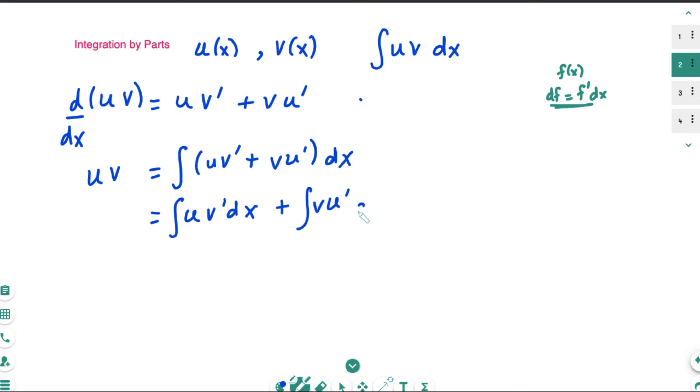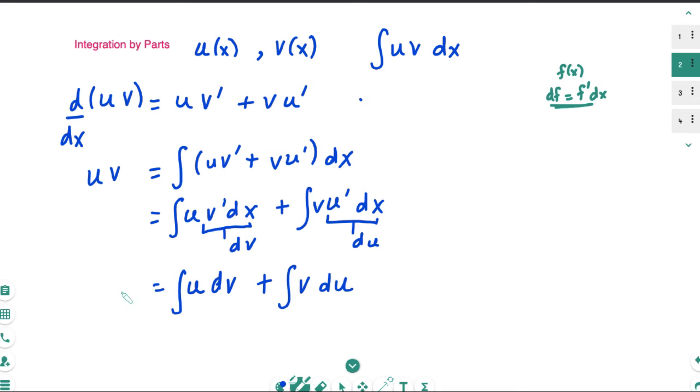Now remember, I said that we will use differentials. If a function f is given, its differential is f prime dx. Do we see a differential here? Yes. v prime dx is actually the differential dv, and u prime dx is the differential du. So we can rewrite it in compact form as the integral of u dv plus the integral of v du. And on the left hand side, we have the product uv.